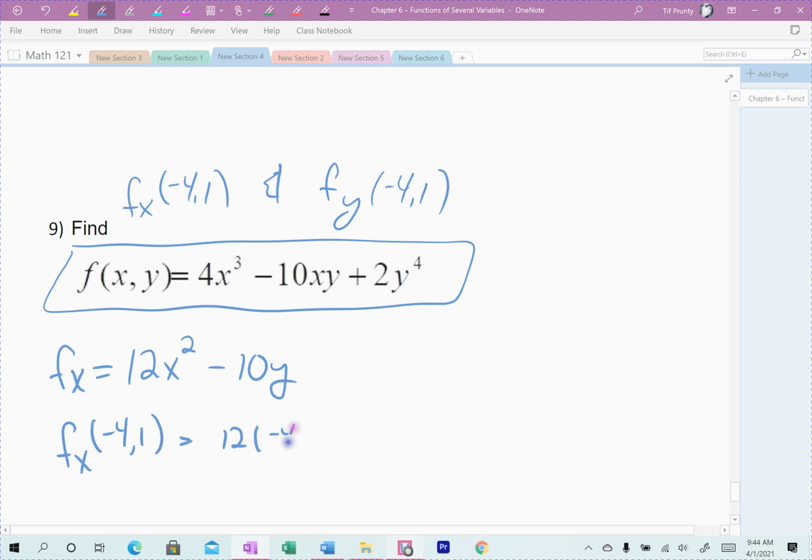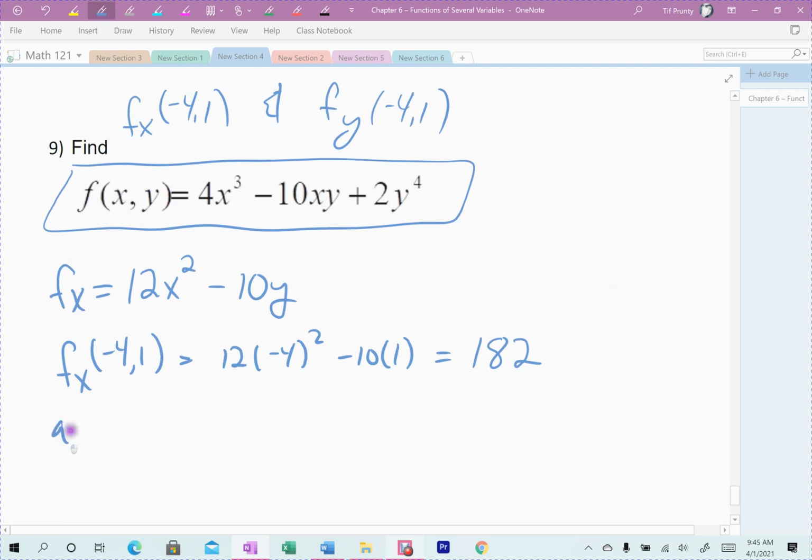So I get 12 times negative 4 squared minus 10 times 1. And this is going to come out fairly large because it's 12 times 16 minus 10. Double check that. 182. Alright, so 182. And so this means at the point negative 4, 1, in this case, it's the x at negative 4 that I'm looking at the change in. So if I'm near negative 4, like negative 4.1 or negative 3.99, or something along those lines.